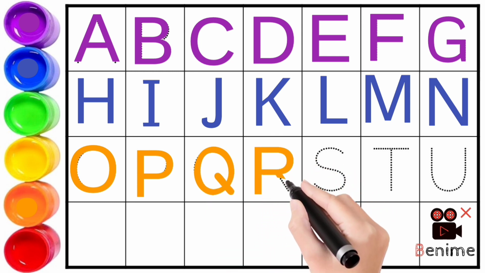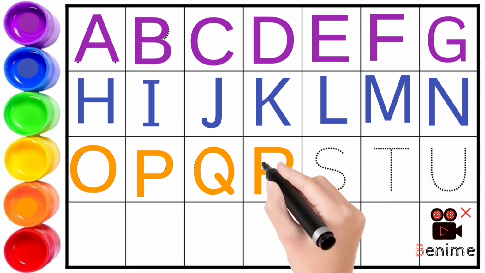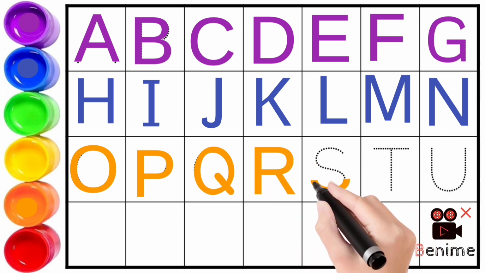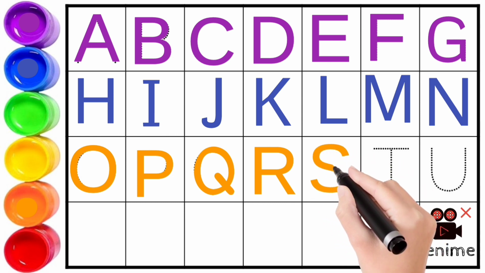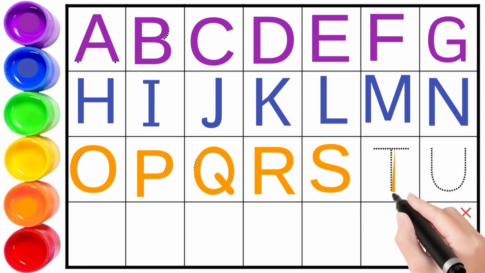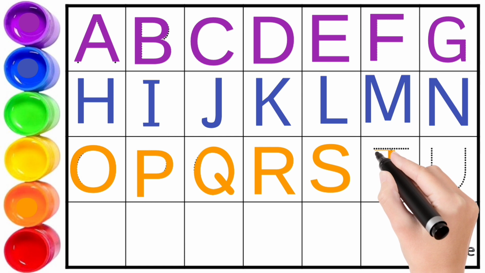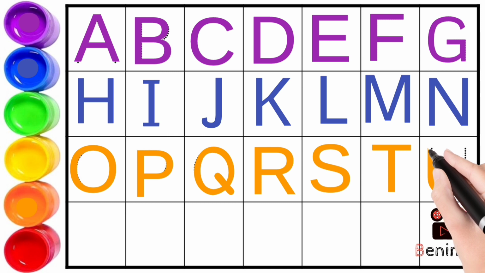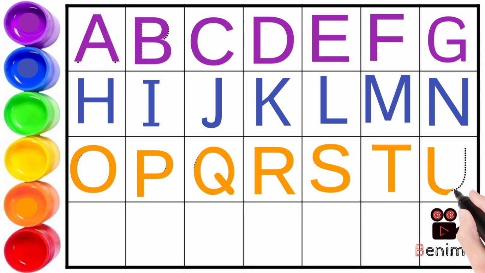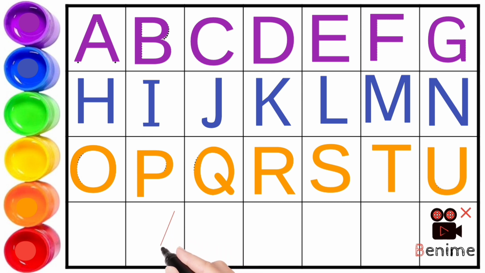R for rat. S for shape. T for telephone. U for umbrella. V for van.